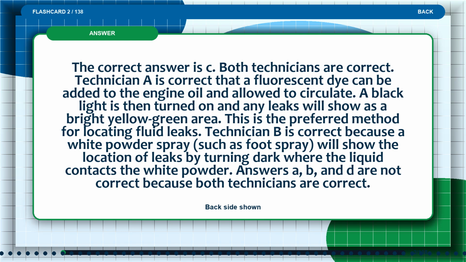The correct answer is C. Both technicians are correct. Technician A is correct that a fluorescent dye can be added to the engine oil and allowed to circulate. A black light is then turned on and any leaks will show as a bright yellow-green area. This is the preferred method for locating fluid leaks. Technician B is correct because a white powder spray such as foot spray will show the location of leaks by turning dark where the liquid contacts the white powder. Answers A, B, and D are not correct because both technicians are correct.